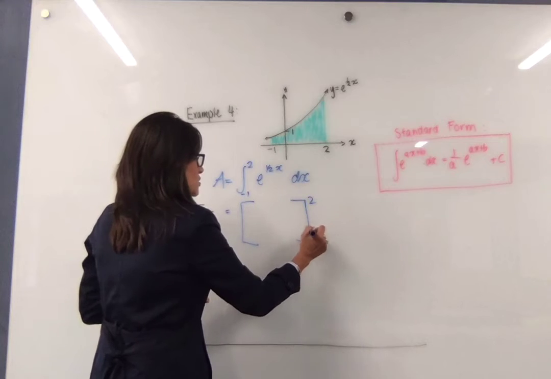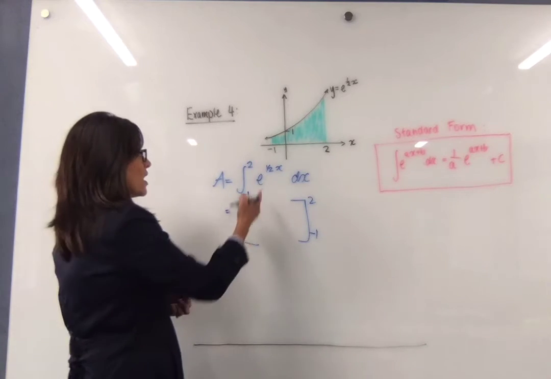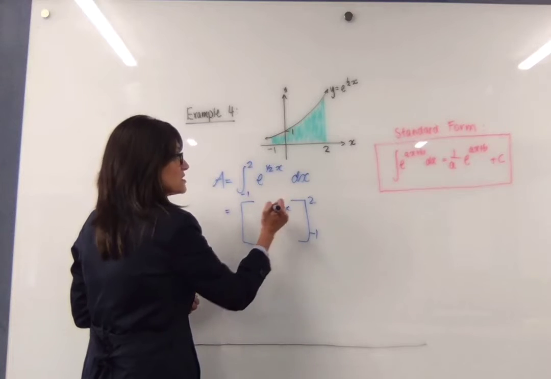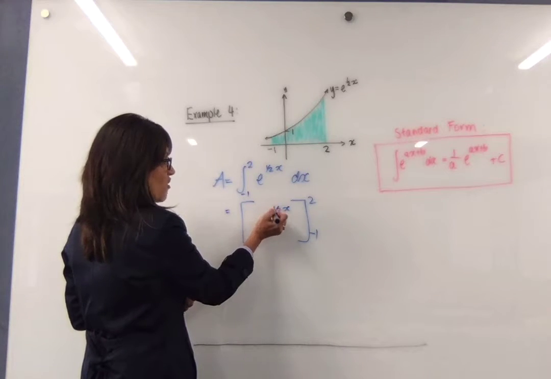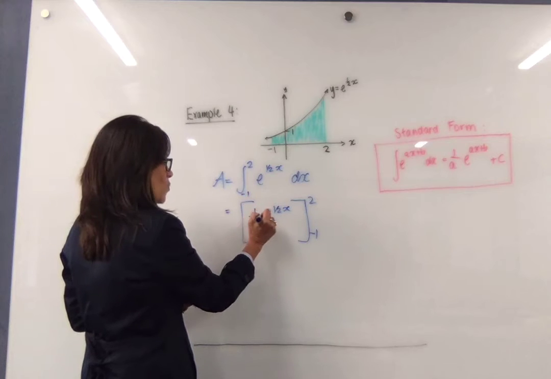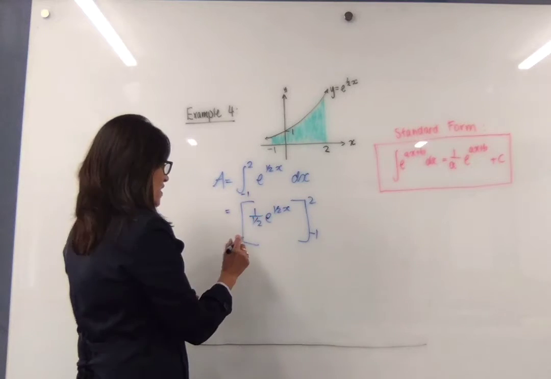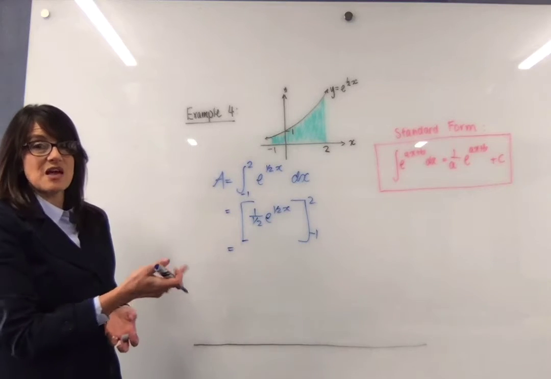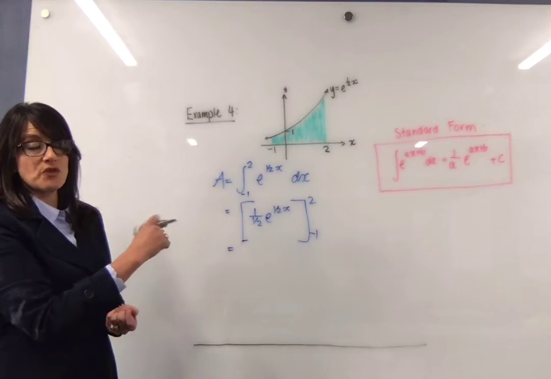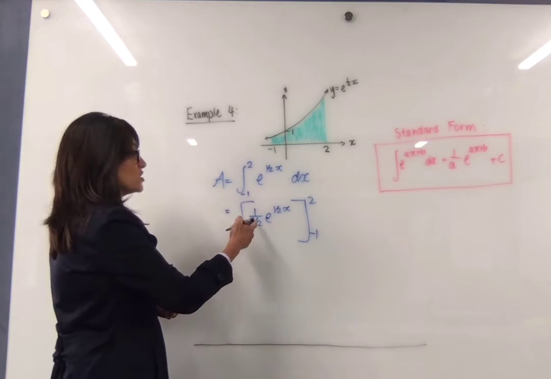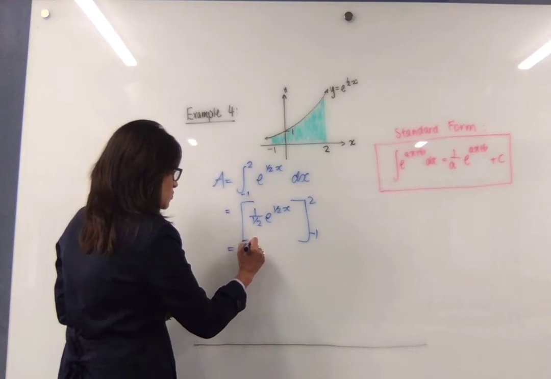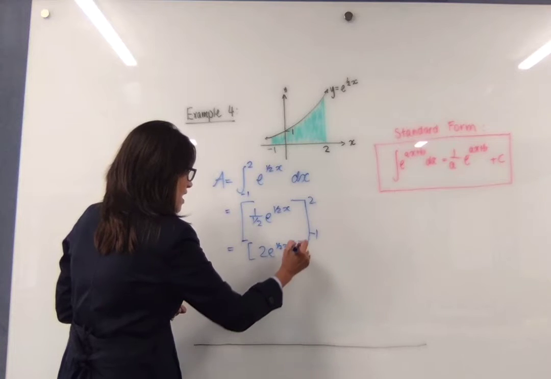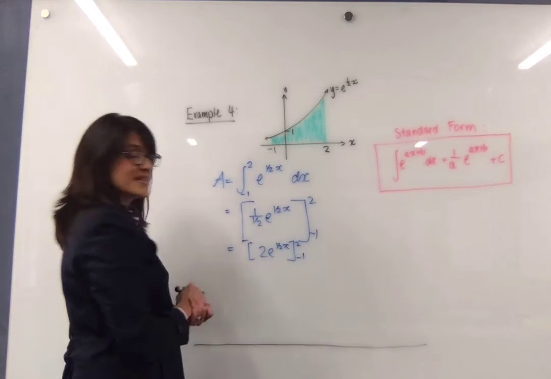So between -1 and 2, using this result here, we've got e to the half x, and the coefficient of x is a half, so that becomes 1 over a half, and 1 divided by a half is the same as multiplying by the reciprocal of a half, so 1 times 2 over 1, so this will give us 2e to the half x, between 2 and -1.